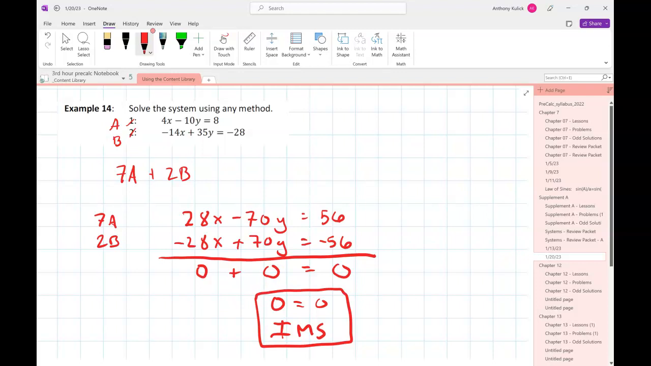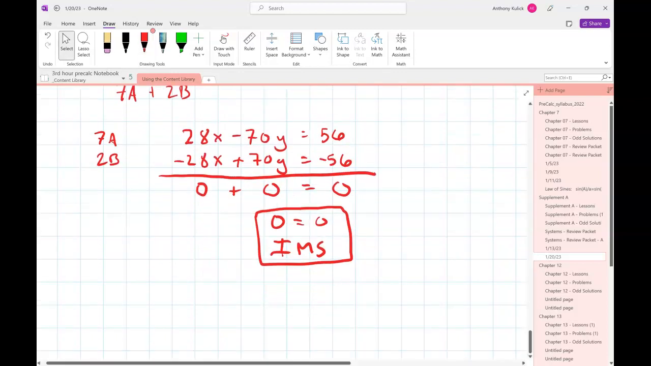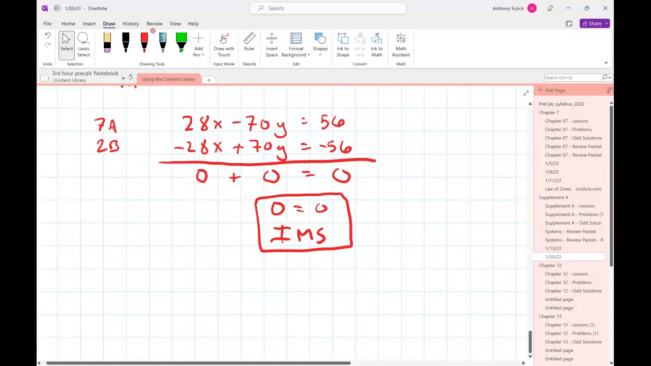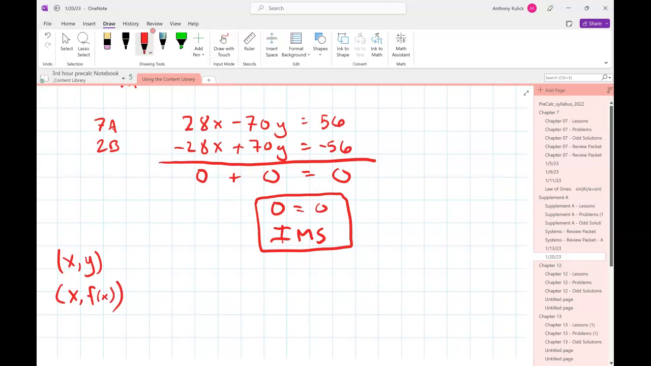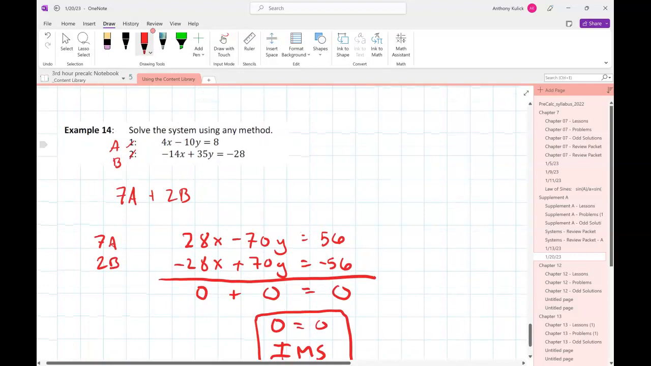So when we say infinitely many solutions, does this mean that all ordered pairs x and y are a solution? No, right? So one thing that we might like to do for our infinitely many solutions is to describe the form of those solutions. So remember how we plot points and we plot x comma y? That's the same as x comma f of x, right? Everybody agree with that?